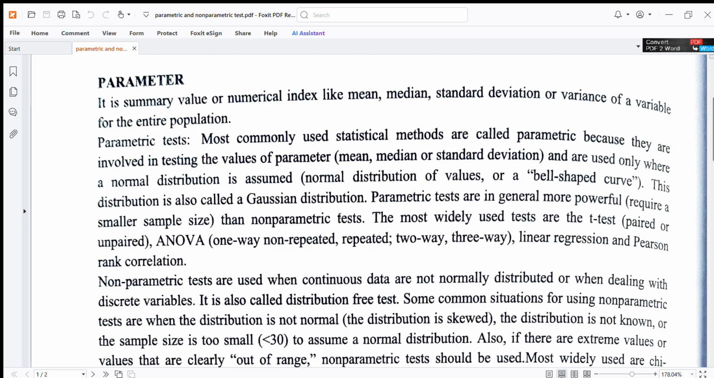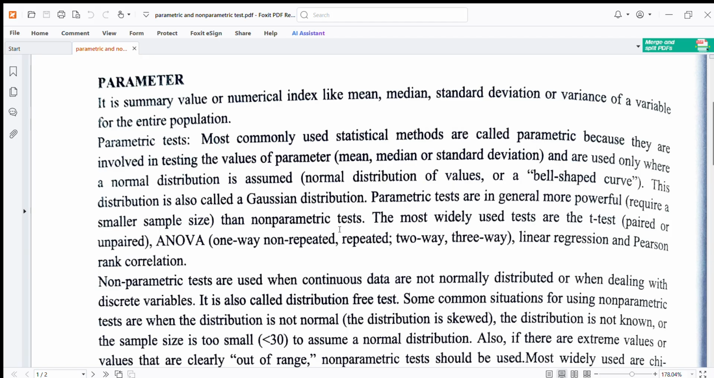The most widely used tests are: t-test, paired and unpaired; ANOVA, one-way repeated, two-way, three-way; linear regression and Pearson rank correlation. These are parametric tests. I again repeat, t-test, ANOVA, linear regression and Pearson rank correlation are the parametric tests.